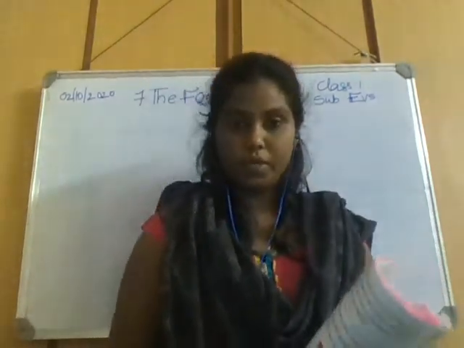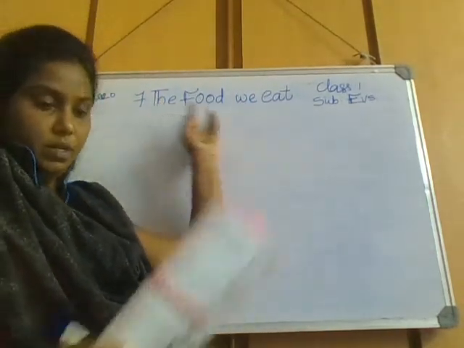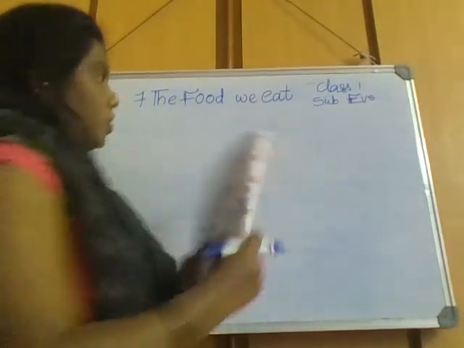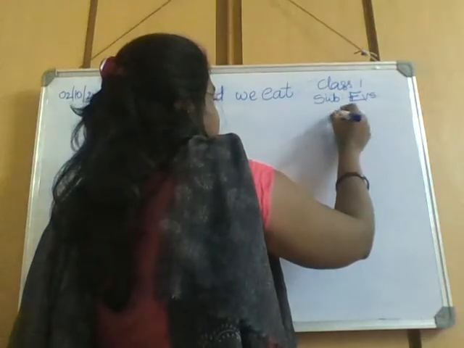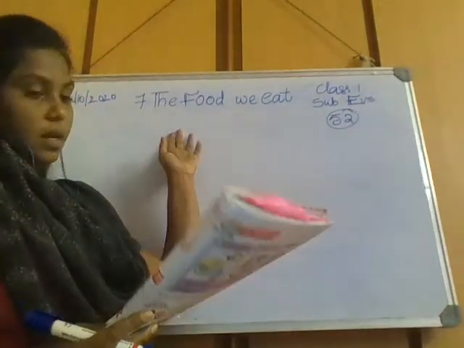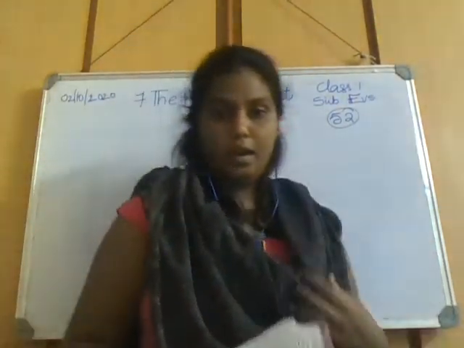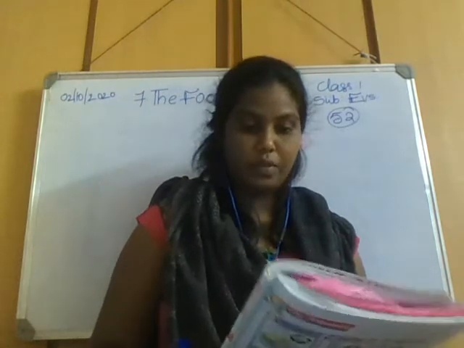Today we will go with the EVS part, that is 7th chapter, the food we eat. You can turn to your page number 52 from your textbooks. Okay, last class we have seen why we need food, all those things. Today we will continue with the rest of them.